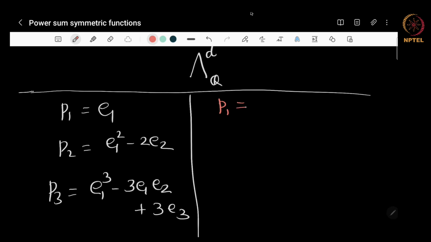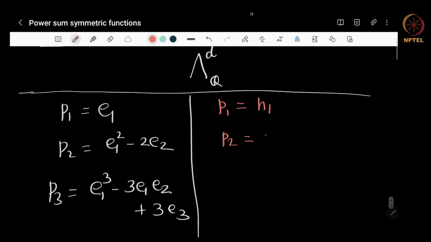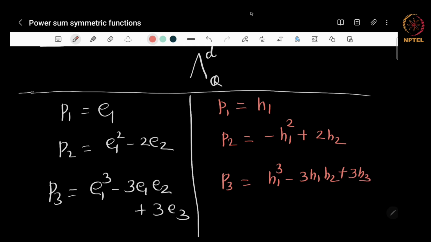Now on the other side, let's do it with respect to the H's. So P1 turns out to be H1. P2 turns out to be minus H1 squared plus 2H2. P3 turns out to be the same thing with H: H1 cubed minus 3H1H2 plus 3H3. P4 will be the same as what you have in terms of E's, but with one minus sign. Etcetera, so I'm not writing all of them out.